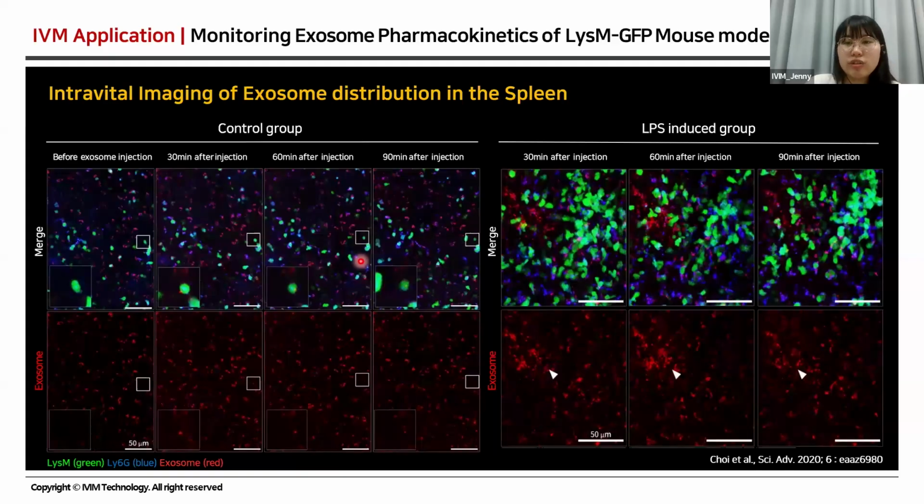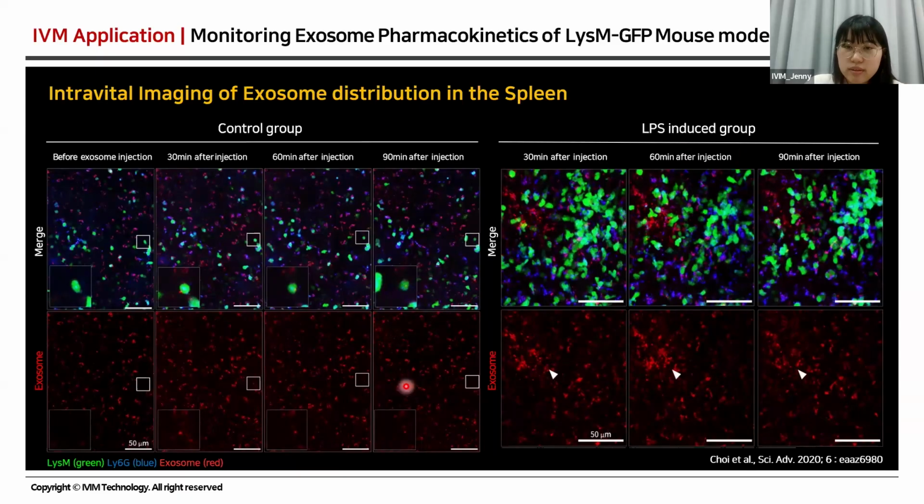Next, we also wanted to see if the same localization occurred in the spleen or if there was a different distribution pattern. So on the left is the control group, which was injected with PBS, and on the right is the sepsis group induced with LPS. As a result, we could see a significant difference in localization and distribution between the two groups.